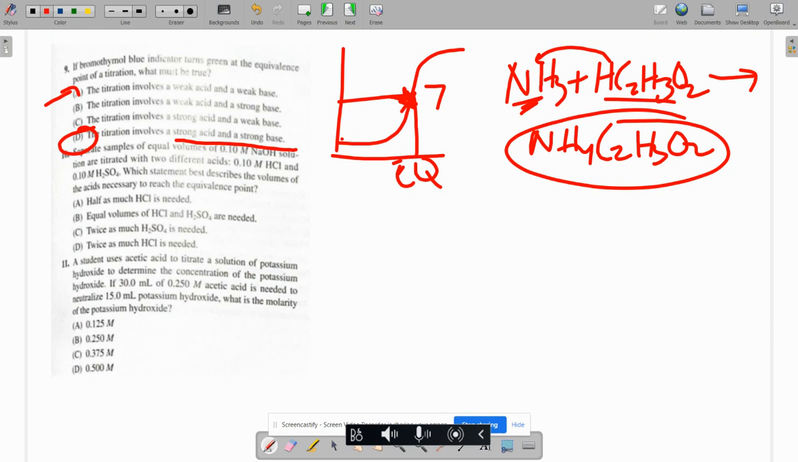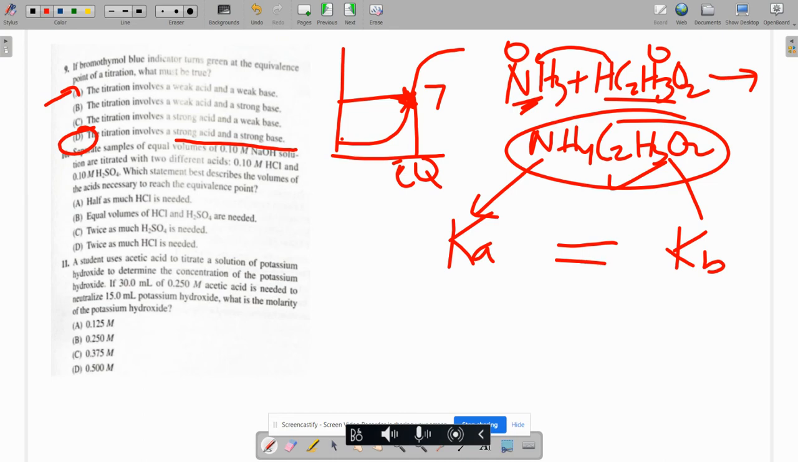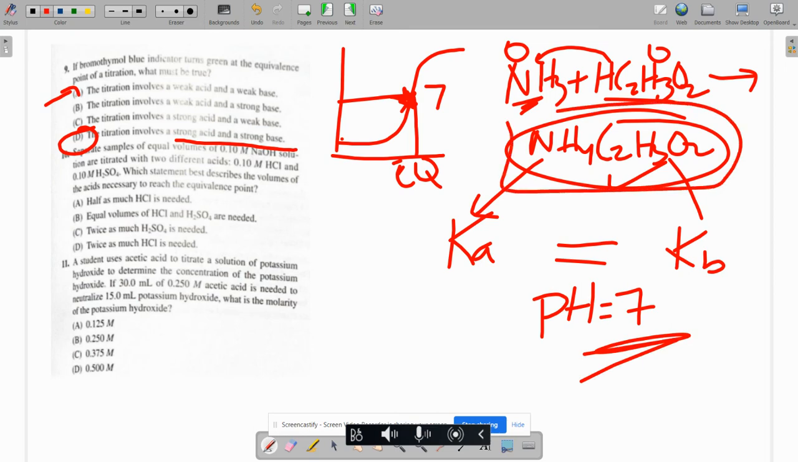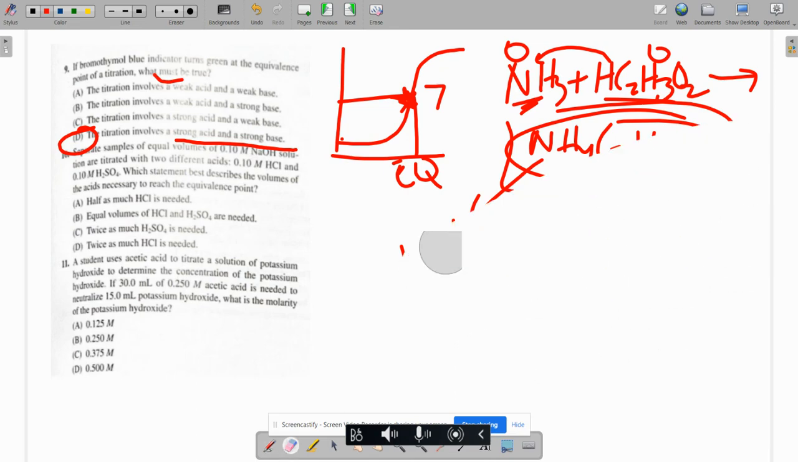You added enough acetic acid to react with all the NH3, so those both went down to 0, and everything got converted to this. And you might remember that the Ka for ammonium and the Kb for acetate are equal. So this salt would also have a pH of 7 at the equivalence point. But that's pretty unique to this salt because of the Ka and the Kb. So A could be true, but as soon as the language says must be true, I'm going with D as a safer answer. So that was an interesting one.